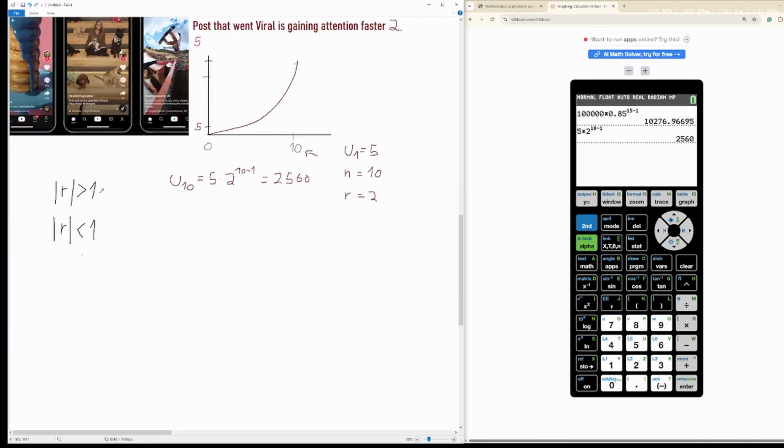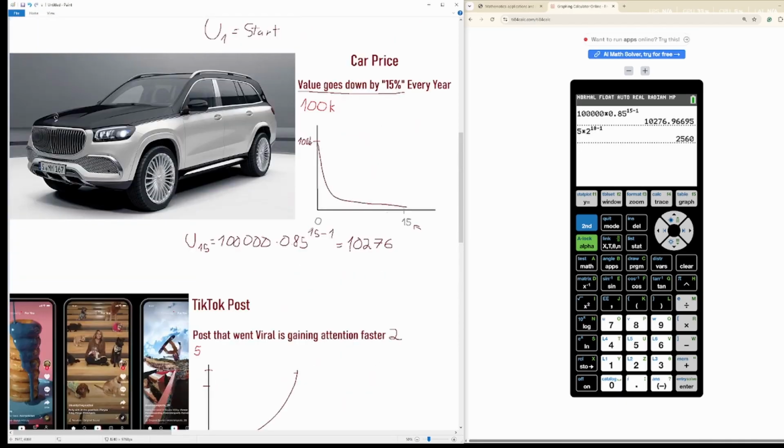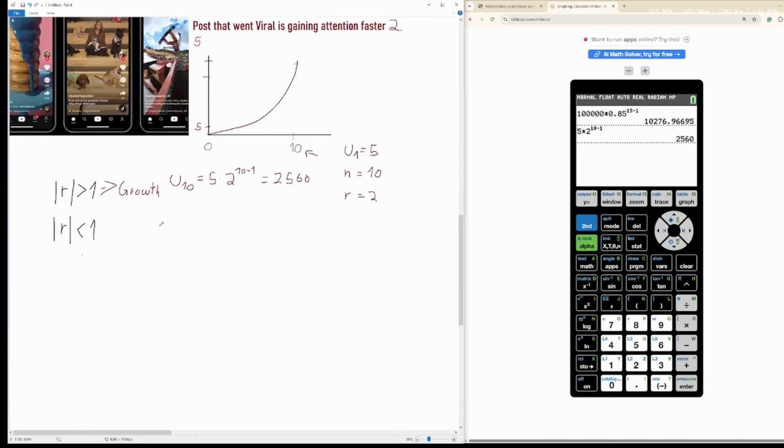So we can conclude from this that if r is bigger than 1, then it obviously symbolizes growth. However, if r is smaller than 1, for example 0.85, then r is decay.